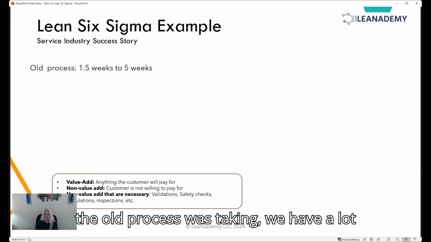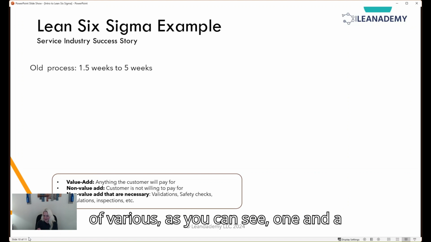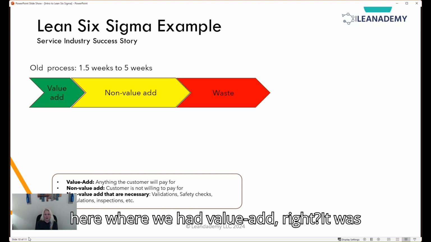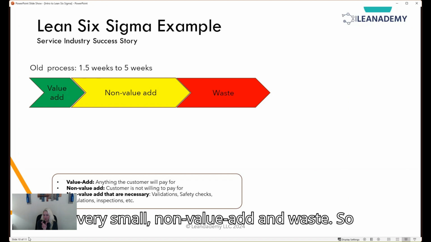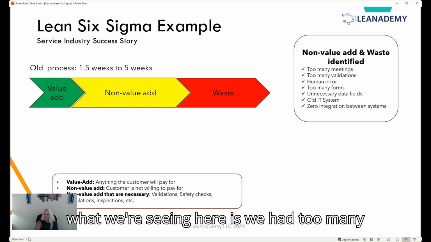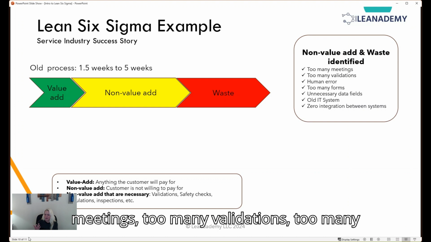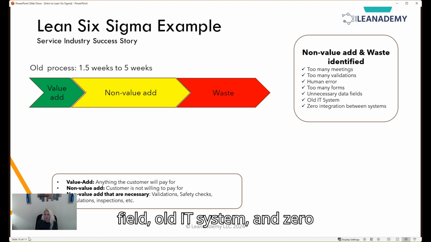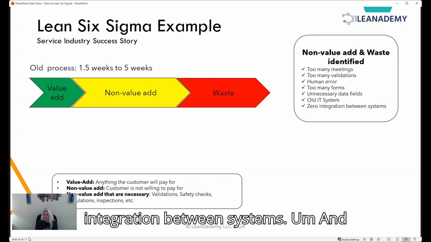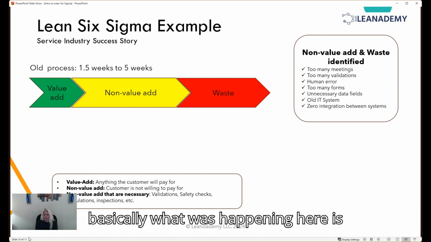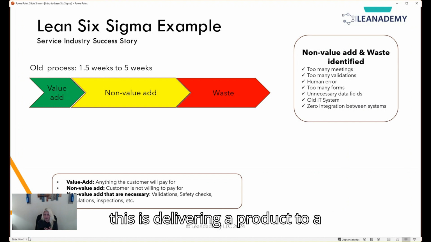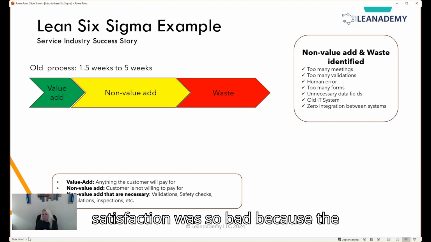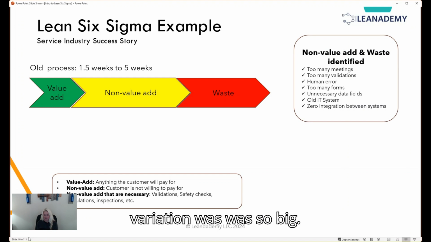So the old process had a lot of variation. As you can see, 1.5 weeks to 5 weeks, we had a lot of variation in this process. You can see here where we had value add, right? It was very small, then non-value add, and waste. So what we're seeing here is we had too many meetings, too many validations, human error, too many forms, unnecessary fields, an old IT system, and zero integration between systems. Basically, this was delivering a product to a customer. And like you said, the customer satisfaction was so bad because the variation was so big.